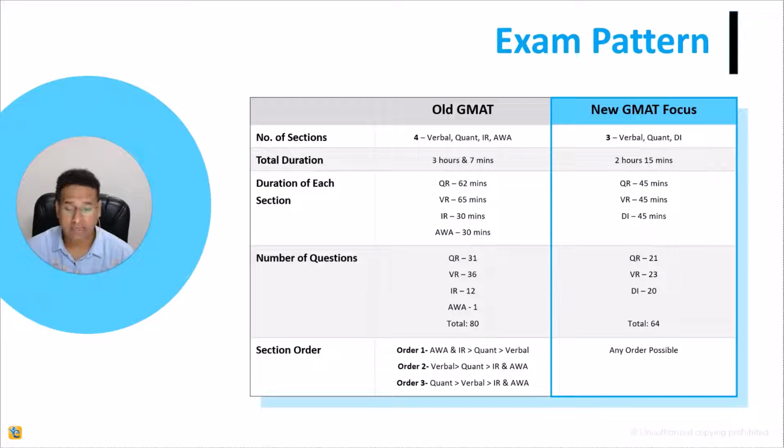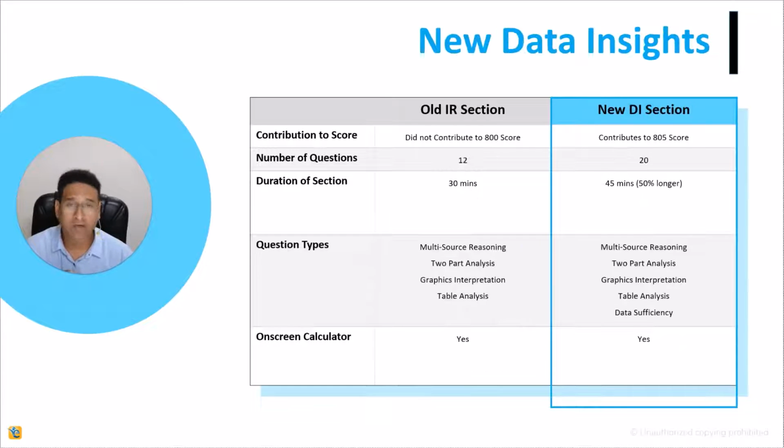Last but not least, if you're discussing the pattern, it's also important to touch upon the order of the sections. In the older version of the exam, we had 3 specific orders. On the new GMAT Focus Edition, you could use any of the 6 possible combinations. Now that we've understood the changes that have been made to the exam pattern, let's take a closer look at the brand new Data Insights section.